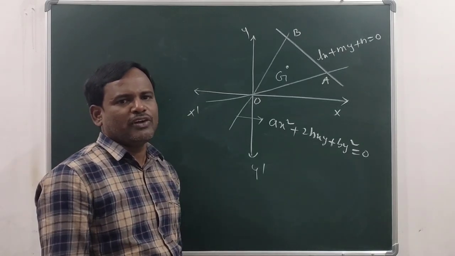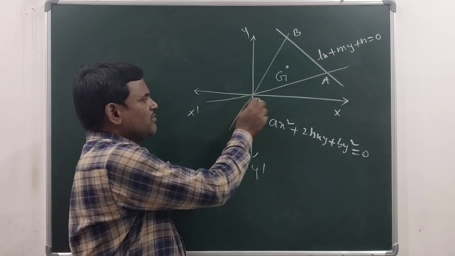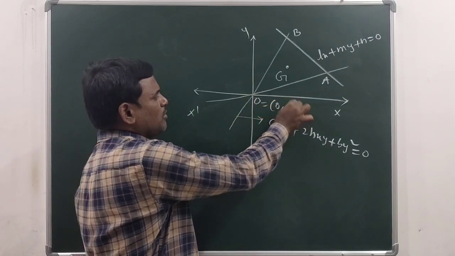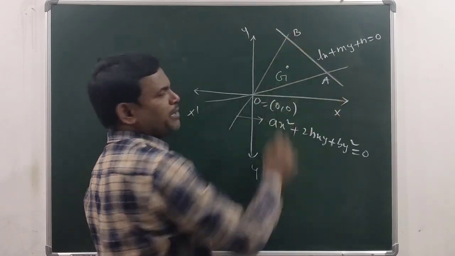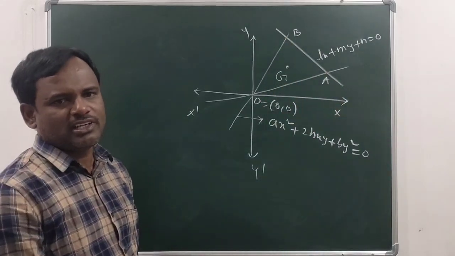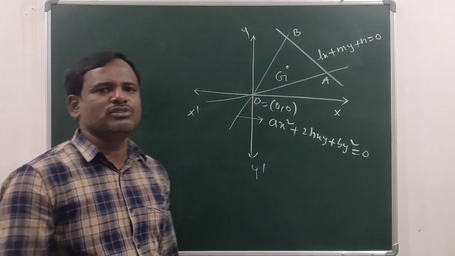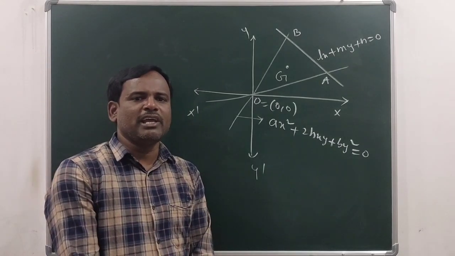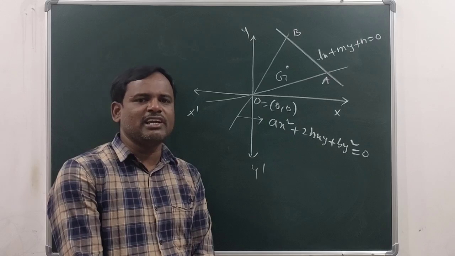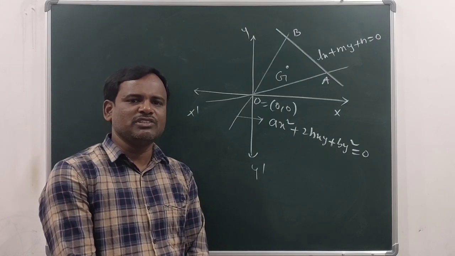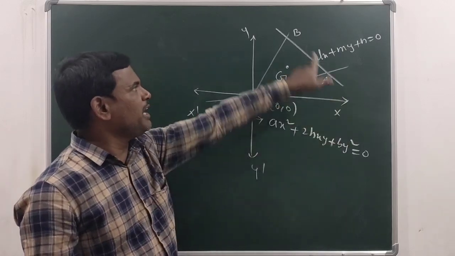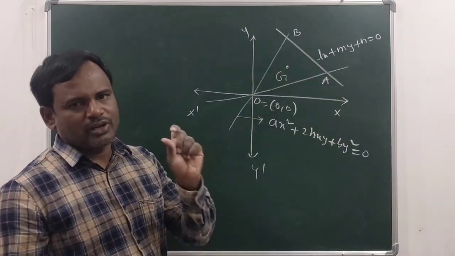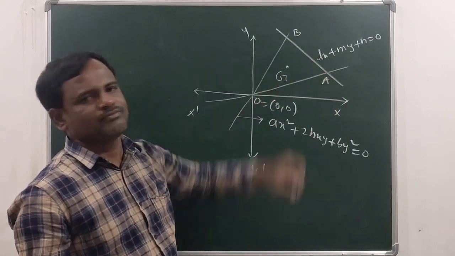Actually, generally, how do you find the centroid? One of the vertices is already the origin, 0, 0. Solve this pair with this line so that you will get A, B. If you know all the vertices, you can find the centroid by applying (x1 + x2 + x3)/3 comma (y1 + y2 + y3)/3. But here you do not know A and B, so first you try to find A and B.